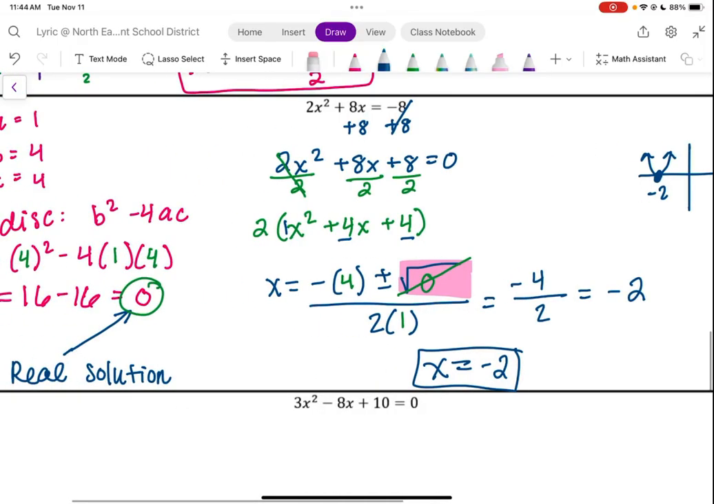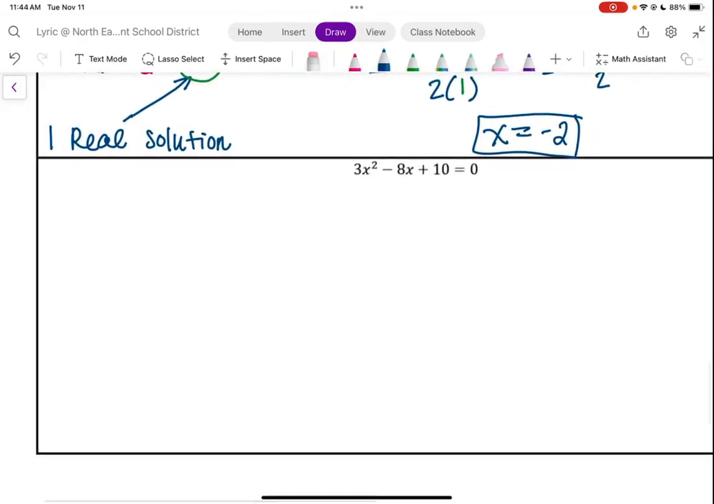All right, let's take a look at the last one. Last example here. We have three numbers, 3, -8, and 10. Is this equation in standard form? Yes. Can we factor out a GCF? No. The only things that are divisible by 3 are 1 and 3, and 8 and 10 are not divisible by 3. So we'll leave that as is, and we'll go into identifying A, B, and C.